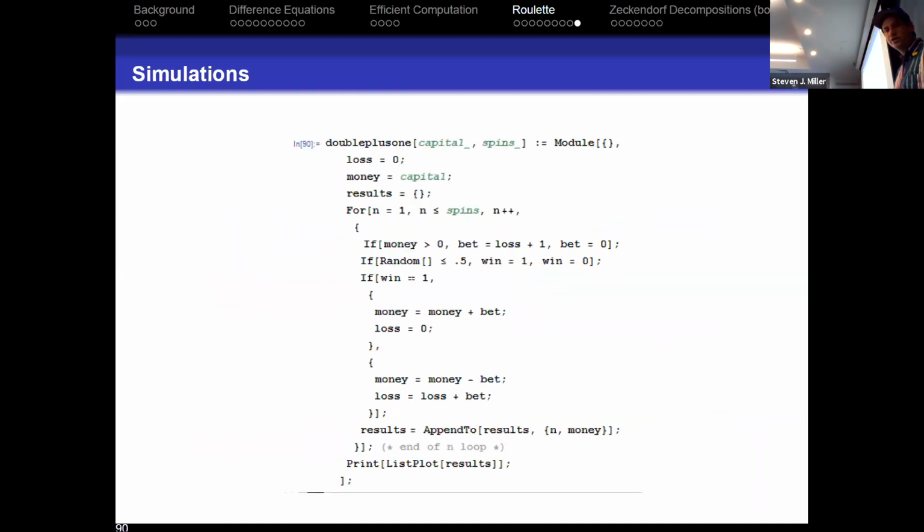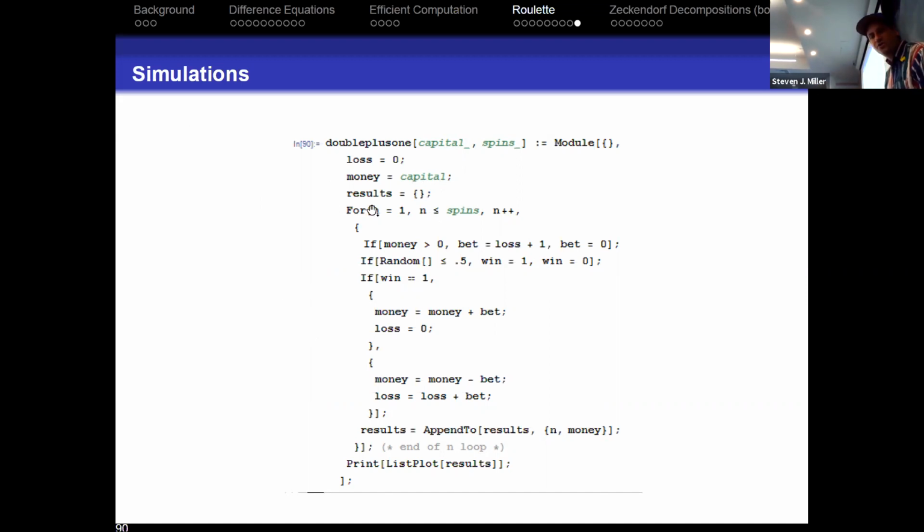Here's some code to just plot what's going to happen. So I am writing a little program to simulate a game. So capital is how much money I start with, spins is how many spins I want to do, and I want to see how much money I will have when I'm done. So loss is going to be 0. Now, when you look at this code, what's the first thing you notice that's missing? Comments, right? Thou shalt comment, right?